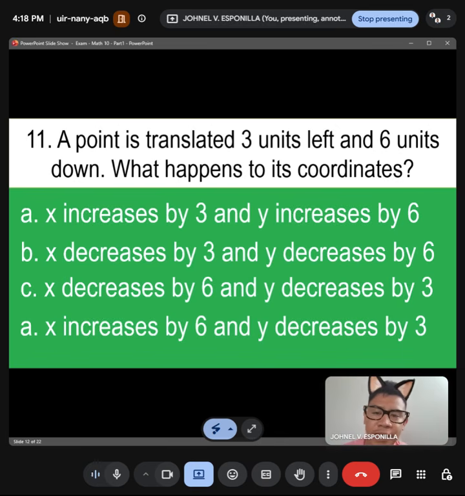Number 11. A point is translated 3 units left and 6 units down. What happens to its coordinates? 5 seconds go.